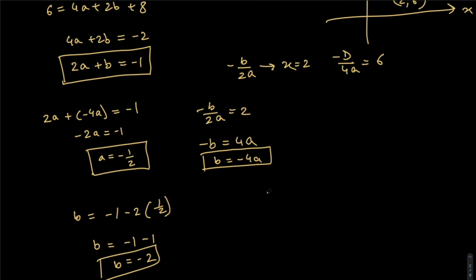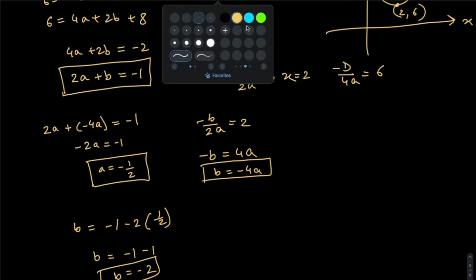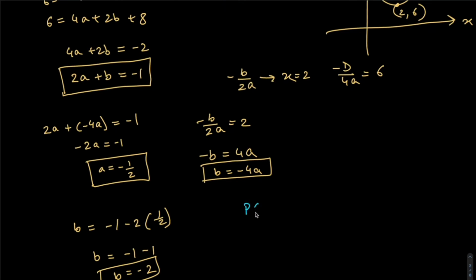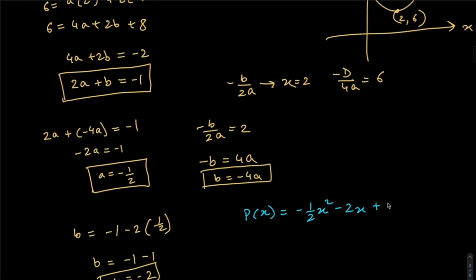So now I've found the values of a and b. If you want, I can rewrite the polynomial again. Not a big deal. So if I rewrite my polynomial, I have p of x is equal to half x squared minus 2x, and c was 8, so plus 8. That is my final polynomial.